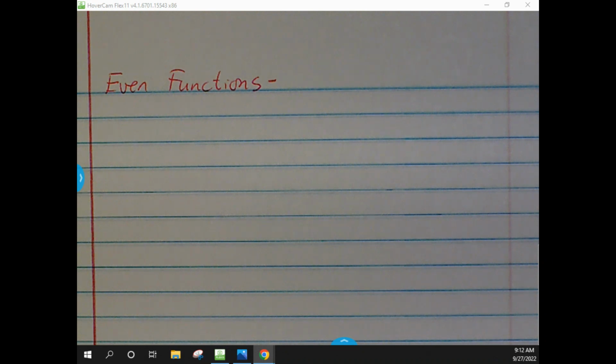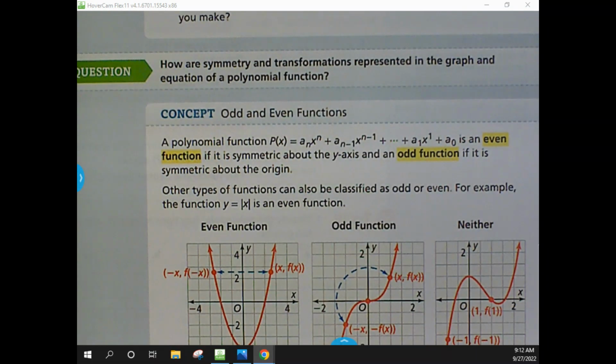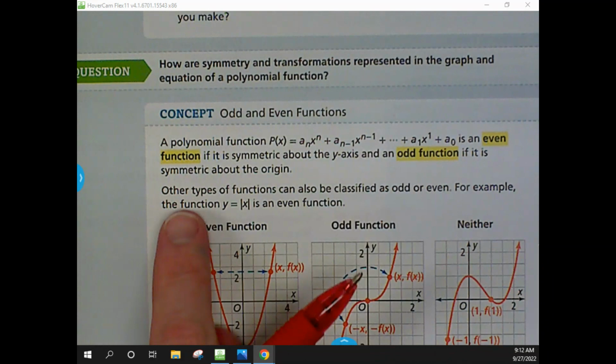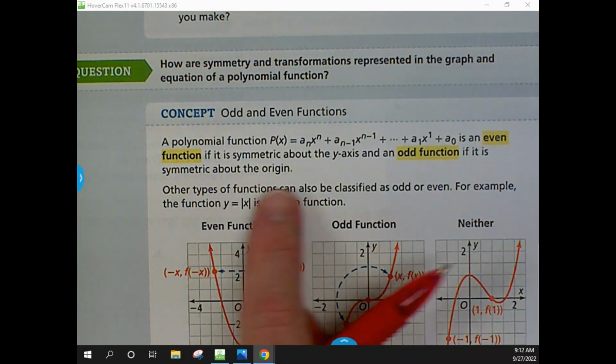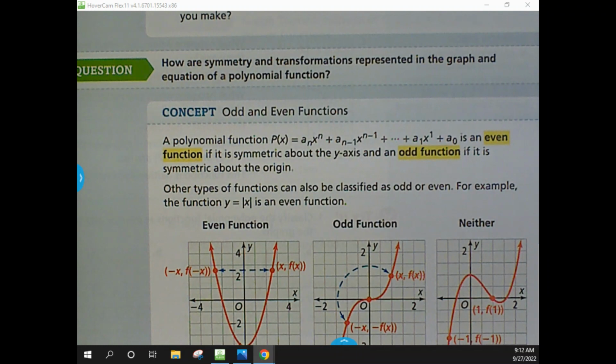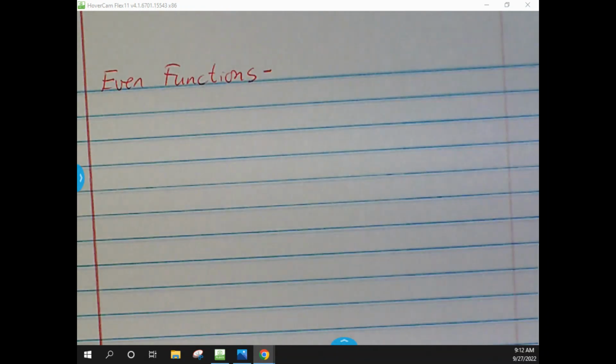Now I'm going to let you just kind of see the definition they've got here. A polynomial function p of x equals a sub n, x to the n, plus a sub n minus 1, x to the n minus 1 power, plus blah, blah, blah, till you get to your constant term, plus 2, minus 3, that kind of thing, is an even function if it's symmetric about the y-axis, and it's an odd function if it's symmetric about the origin, which is the technical math way of doing this. Now, do you want the easy version?